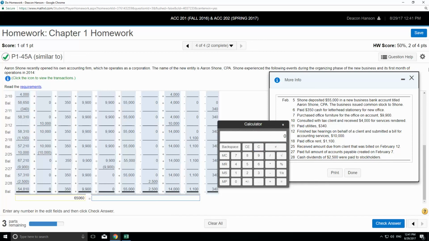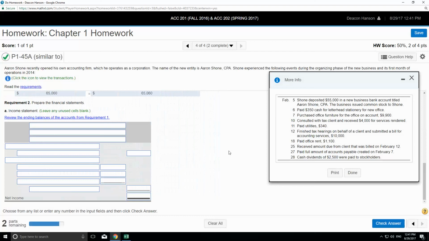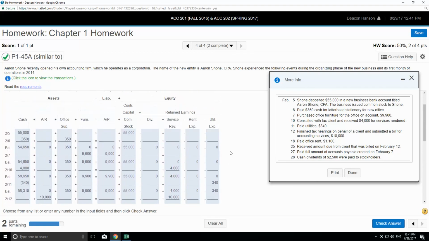And then I'll add up this side of the equation, and it should equal. If it doesn't equal, then we're in trouble, right? Now pay attention, some of these are minuses. So this is 55,000 minus 2,500 plus 14,000 minus 1,100 minus 340. It equals. Well done. So we have recorded transactions for the whole accounting period.